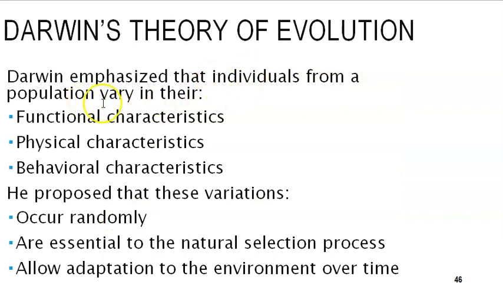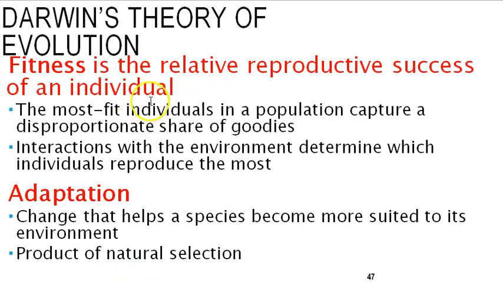Darwin emphasized that individuals from a population vary in their functional characteristics, physical characteristics, and behavioral characteristics. He proposed, again, random chance. These variations are random chance. They're essential. You can't have natural selection if we're all genetically the same, and they allow adaptation to happen through time. And so Darwin's theory of evolution involves this term called fitness. Fitness is the relative reproductive success of an individual.